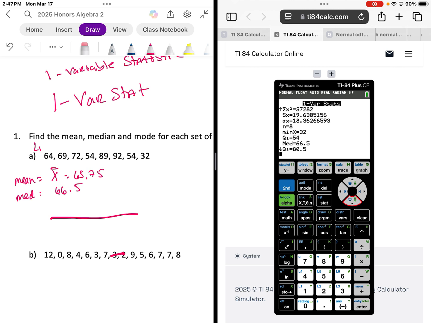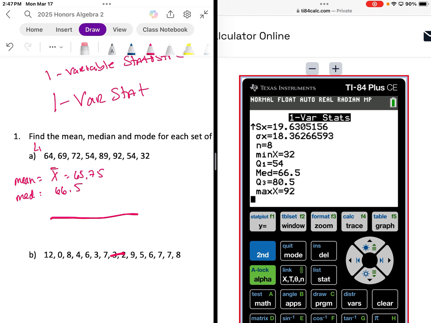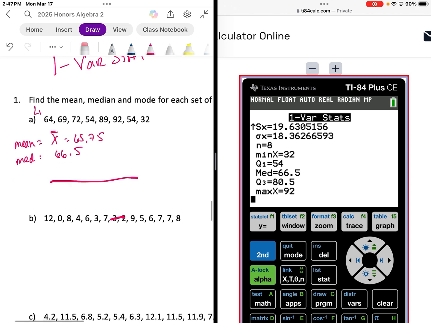Now, we will talk more tomorrow about some of those other things like the min, the Q1, the Q3, and the max. What I want to point out, can I zoom in? There we go. Zoom in, Mr. Stevens. You see that line right there, the little fat x with the subscript? There's our standard deviation.